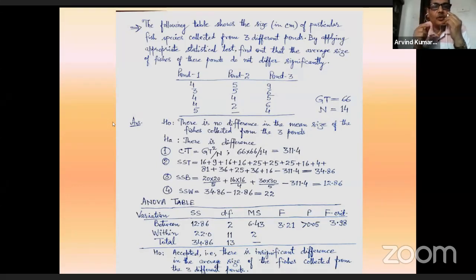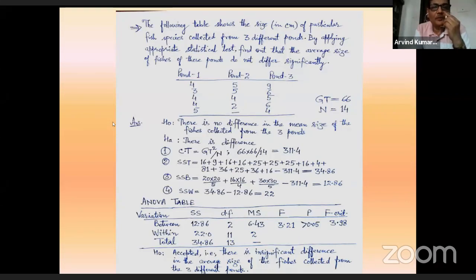So H0 stands for the null hypothesis. Null hypothesis means we hypothesize that there is no variation, or no difference in the mean size of the fishes collected from 3 ponds. This will be our null hypothesis. Then our alternate hypothesis will be that there is a difference in their size. So now let us see how we shall be doing it manually.